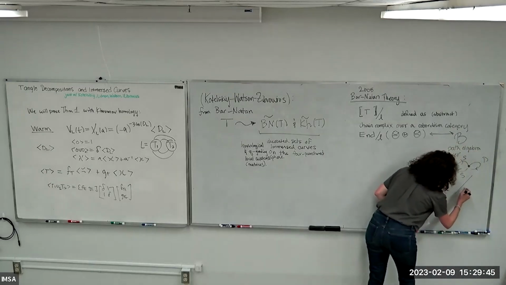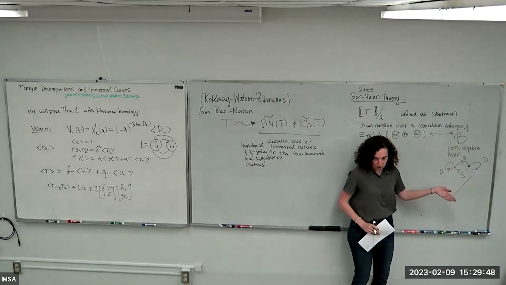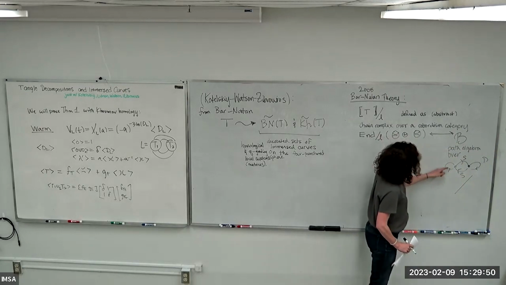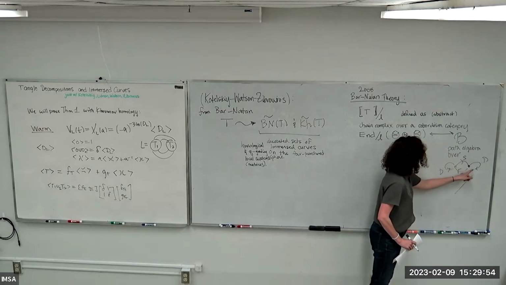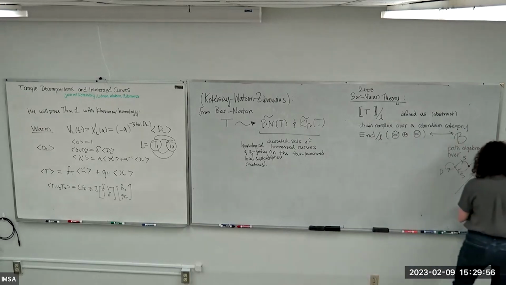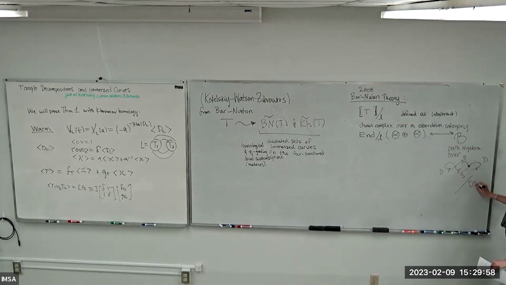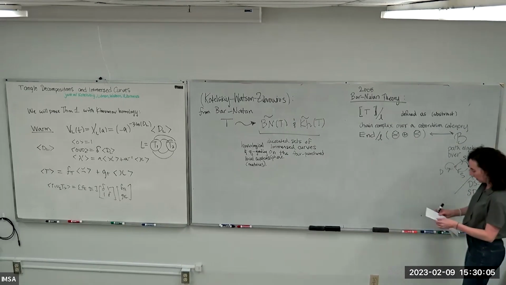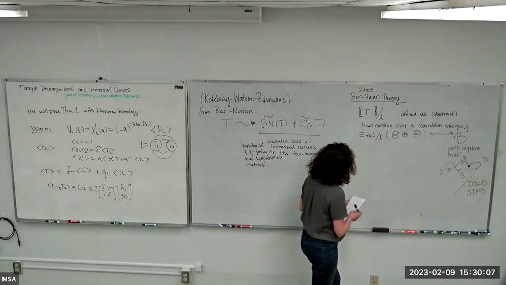Modulo the relation that if you go against the flow of the arrow, it should be equal to 0. So D composed with this saddle is 0, and this D composed with that saddle is 0. The abbreviated way to write this is that DS equals 0 and SD equals 0. If I was being careful, I'd have to put which dot is which here, but when you go against the flow of the arrow.